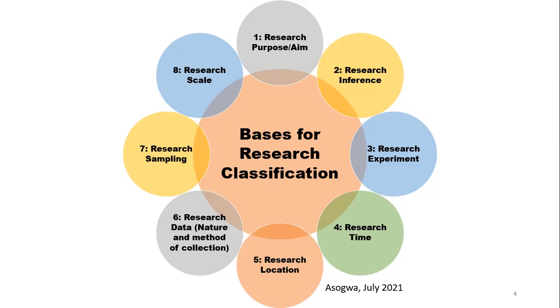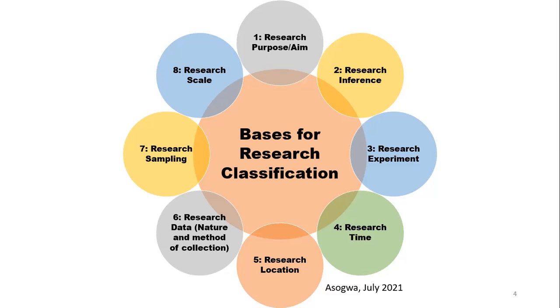Research could also be classified based on data. In most cases, this is what we normally refer to. Whenever we say types of research, we quickly rush to the data. And that is where we have either the nature of the data or the method of collection of that data. So research could be classified based on the nature of the data collected or based on the method used in collecting the data.